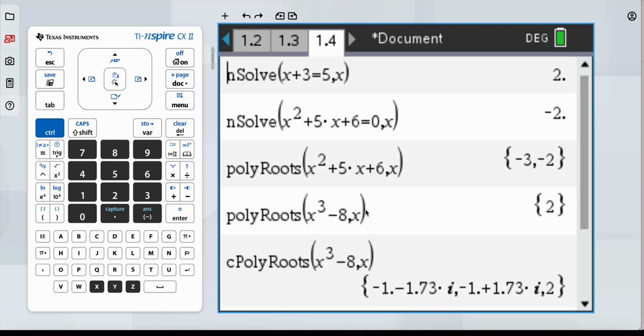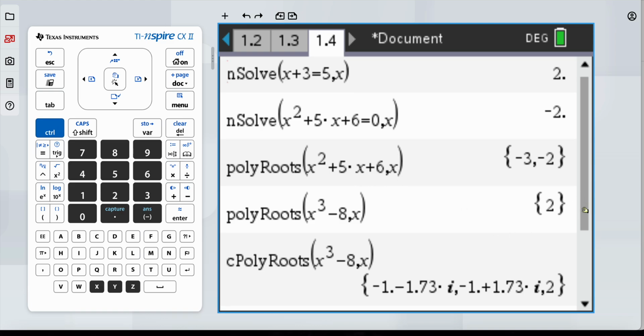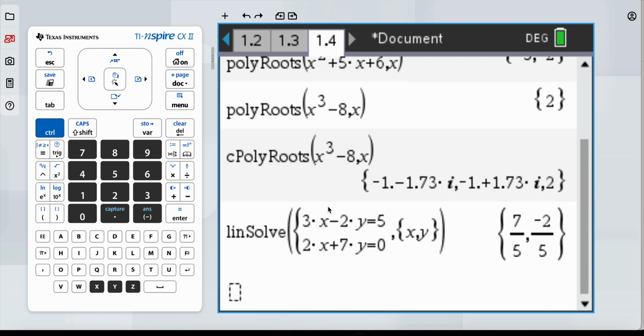So just to summarize, we've got the nSolve for linear. Try not to use the nSolve for quadratics unless you know what you're doing. Use polynomial roots. If you're into complex numbers, you've got your complex polynomial root solver, and then you've got your simultaneous equation solver.